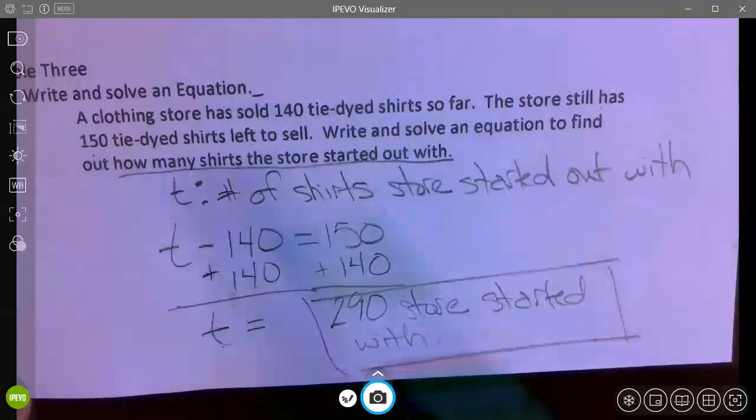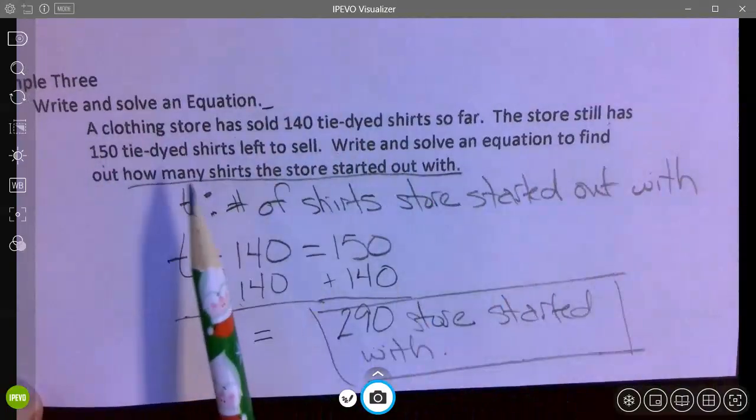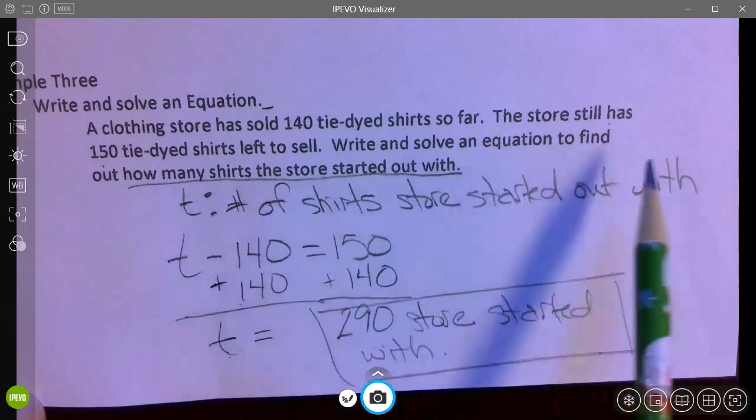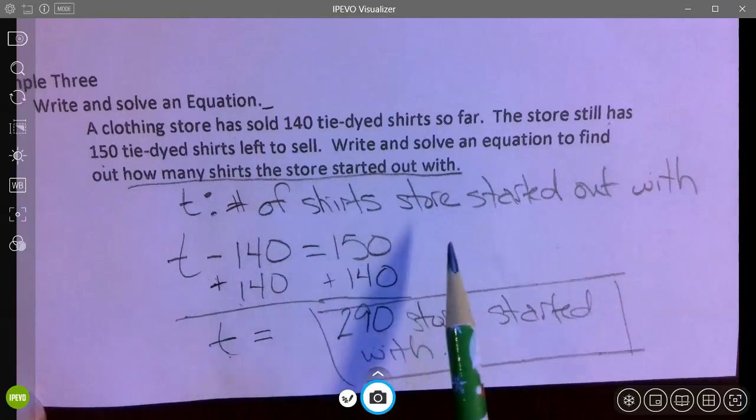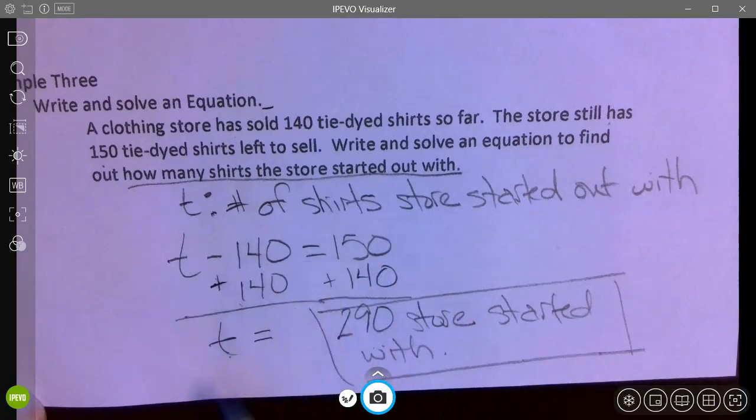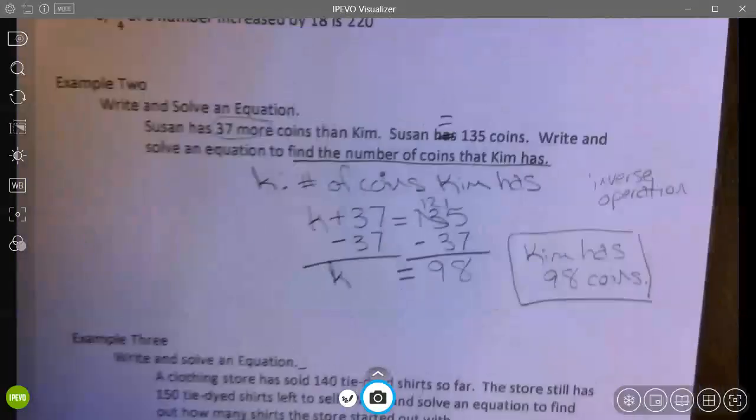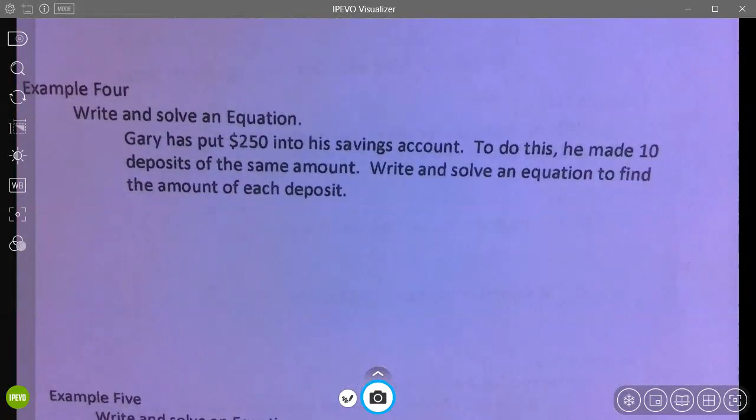When I am solving word problems, I identify or define my variable. I write my algebraic equation, and then I solve. And how do I solve? I take the inverse operation. All right, let's do another example.